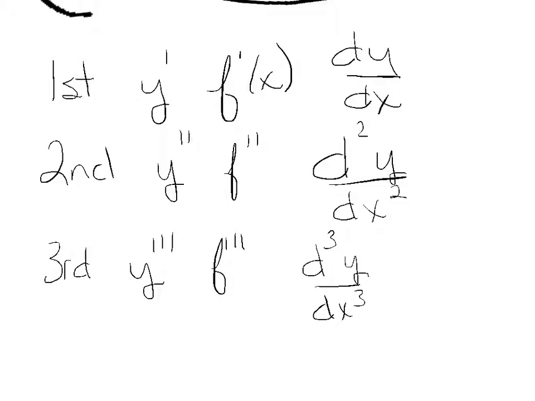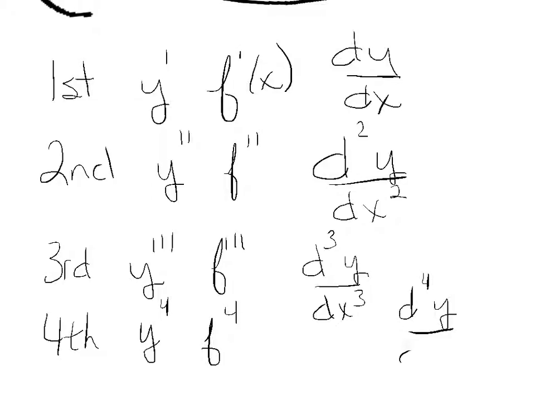All right, after the third, then they just start using numbers. The fourth is y to the fourth. That would be the fourth derivative. You could use f to the fourth. So those are just different ways that you could continue with higher order derivatives. And then finally, you could have the nth, which would just be y to the n, f to the n, just any miscellaneous derivative.